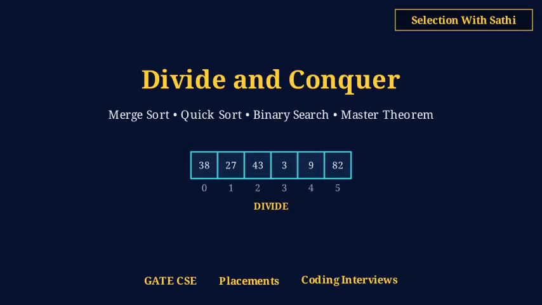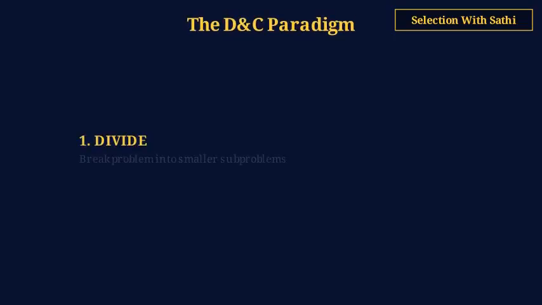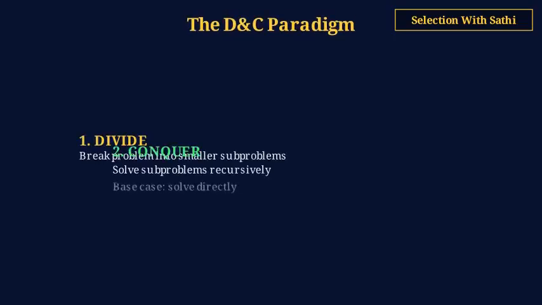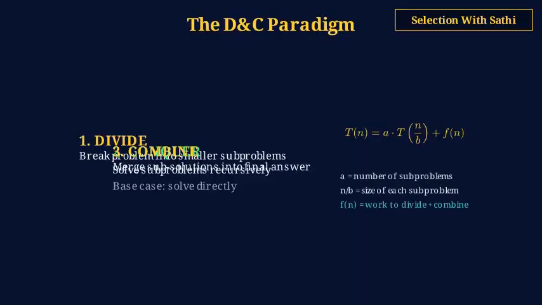Let us begin. The divide and conquer paradigm has 3 steps. Look at lines 4 and 5. First, divide the problem into smaller subproblems. Usually we split into 2 halves, but it can be more. Lines 6 through 8, conquer by solving each subproblem recursively.